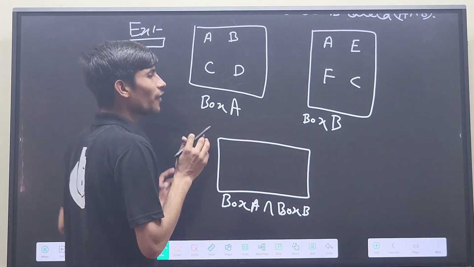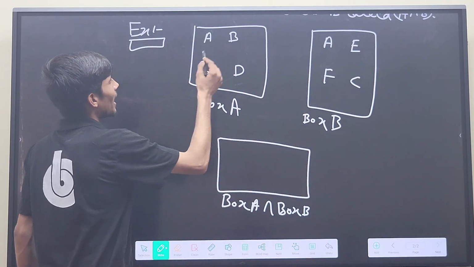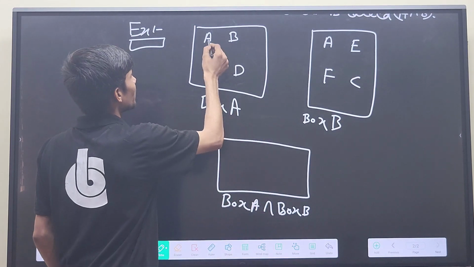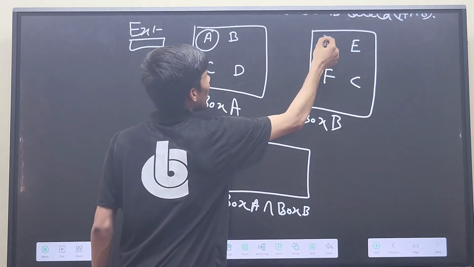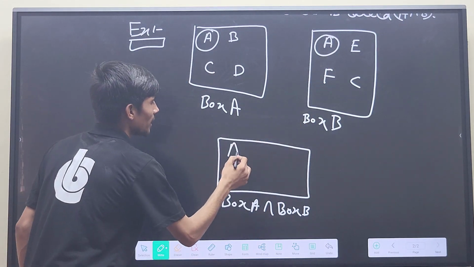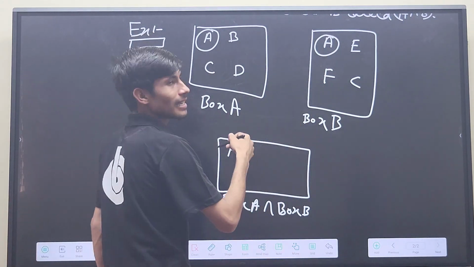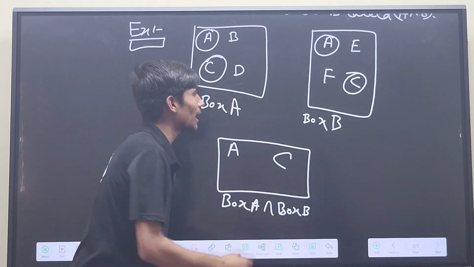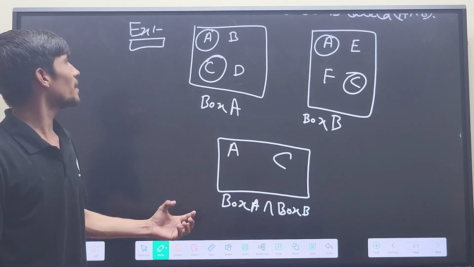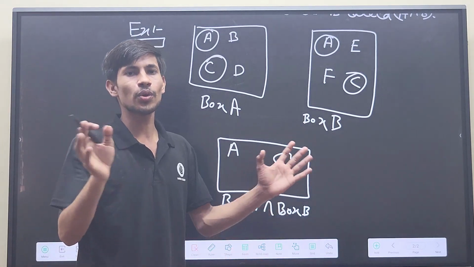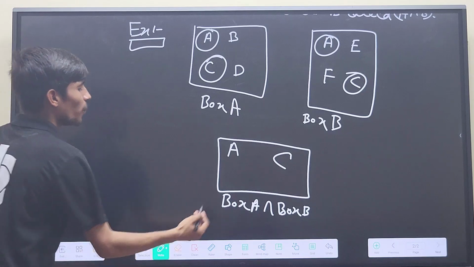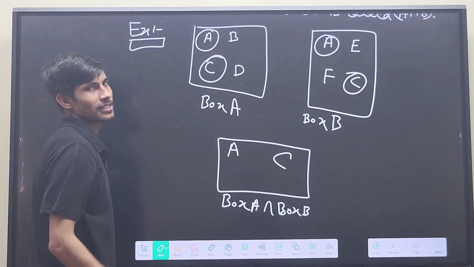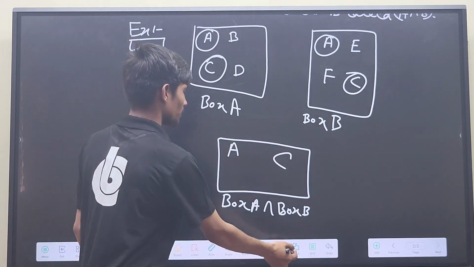See here, if I am making the intersection, that means it consists only of the common elements. Which one is a common element? A and A is a common element, so take A here. Which is another common element? You can see here C. Just take it again. Is there any other common element? No. So box A intersection box B contains only two elements, A and C. Clear?